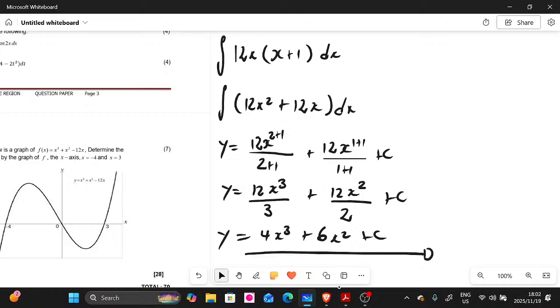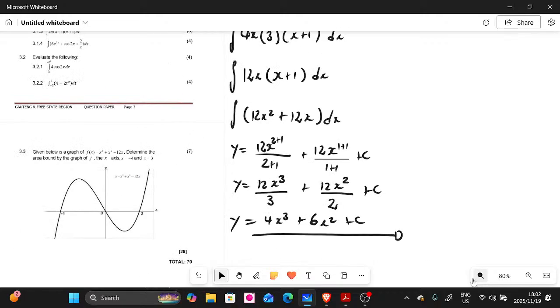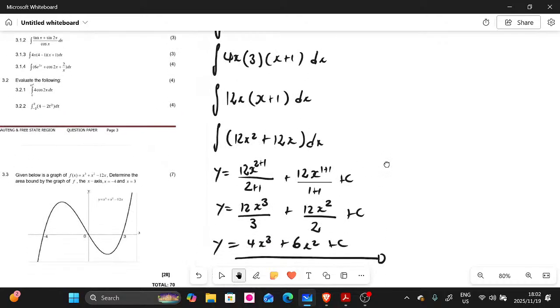So the trick here was to trick you with the first brackets there. They wanted to trick you with those brackets.